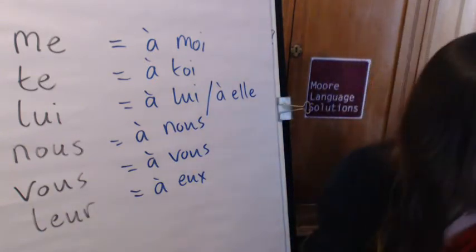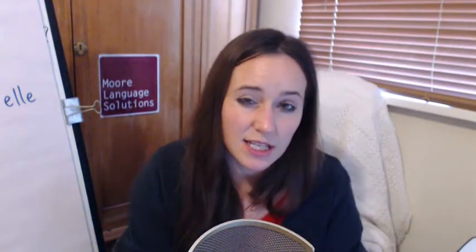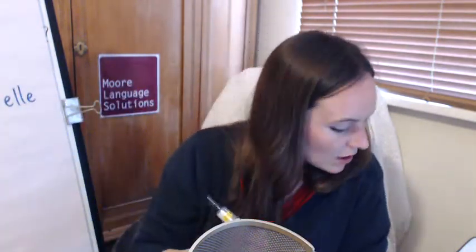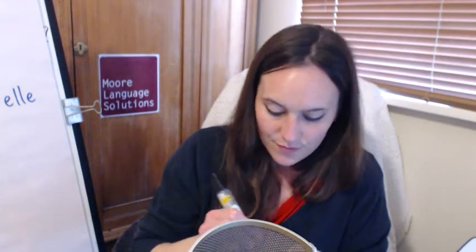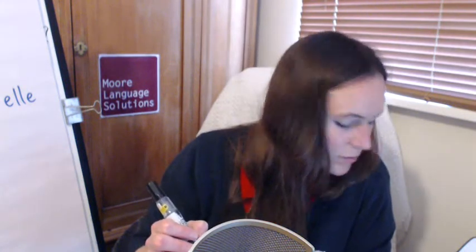So let me see, with a different verb that we haven't used yet, maybe. Let's have a think. We're going to use the verb offrir, because it's used more in French than it is in the same sense in English. So, j'offre. J'offre. This is an IR verb. J'offre. What am I offering?